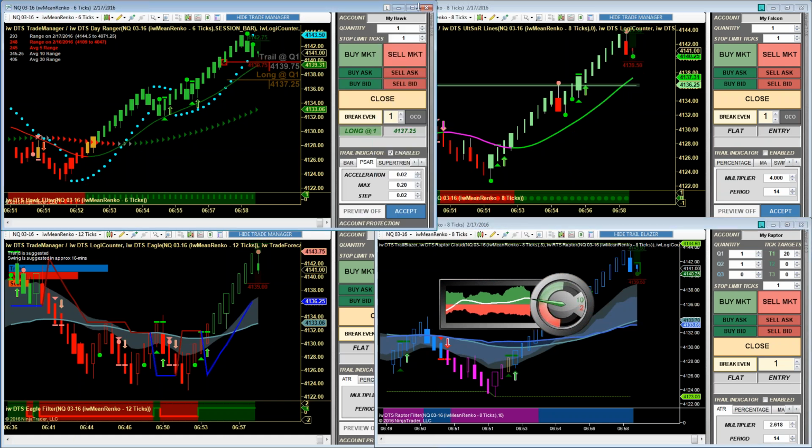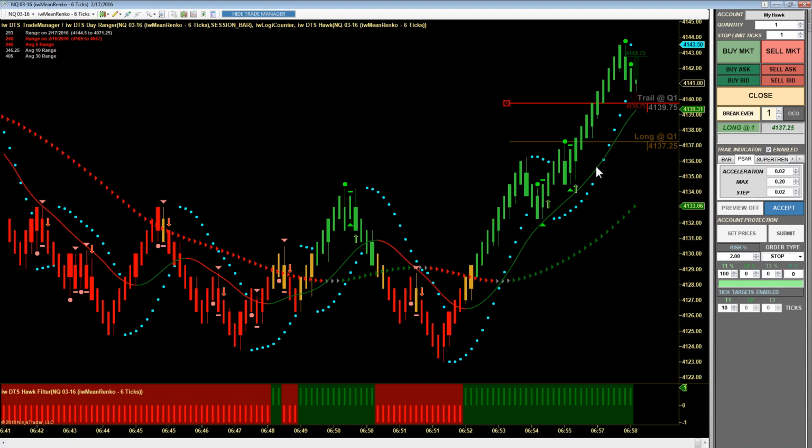Oh, and here we can see the hawk. The stops have been pulled up all the way here, given our parabolic strategy. And so we'll see now whether we ride out this little swing or if the market's going to give us a little tag.